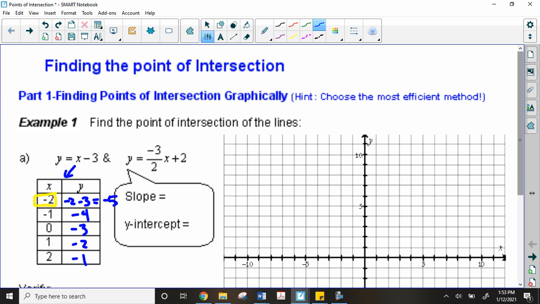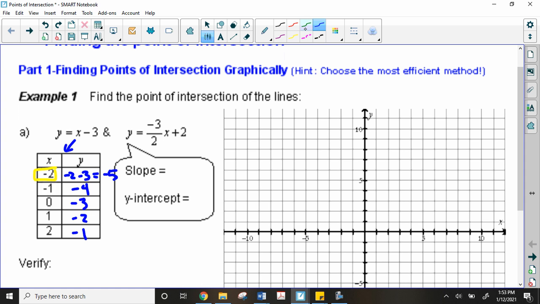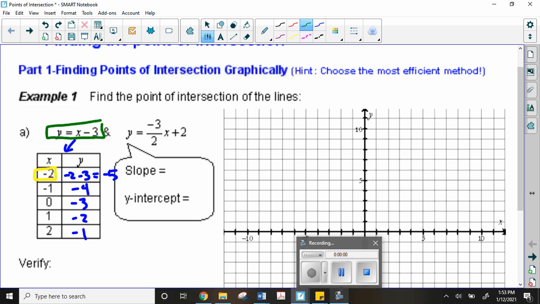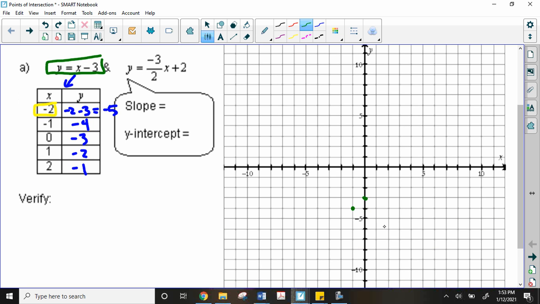Okay, let's plot those points. I'm going to make that graph my green graph. So -3, -4, whoops-a-daisies, -5, and so on. And then I think it's probably just going to follow the pattern up this way.